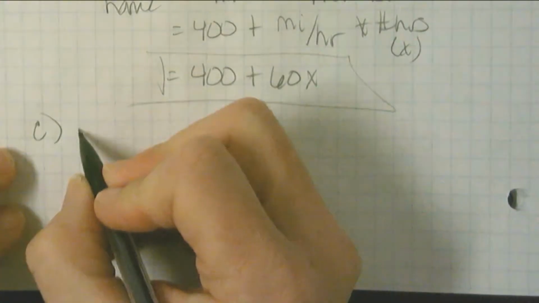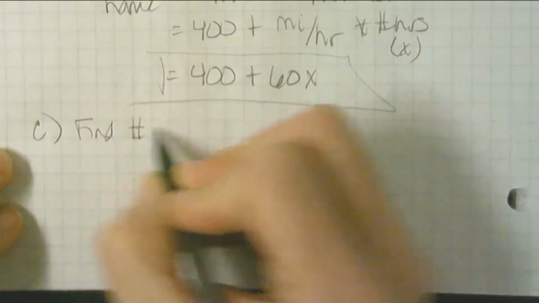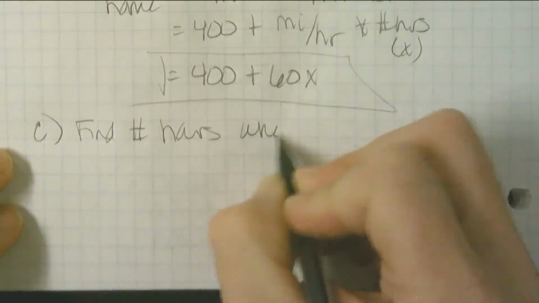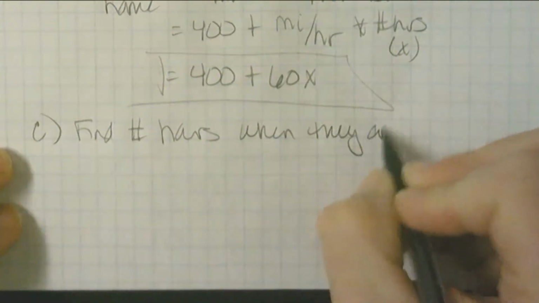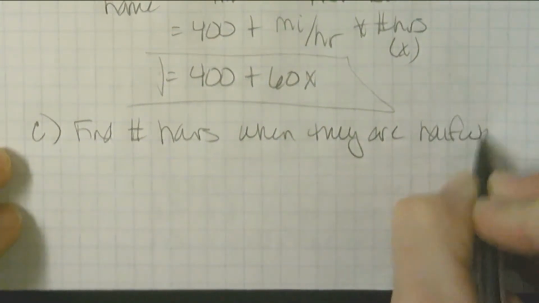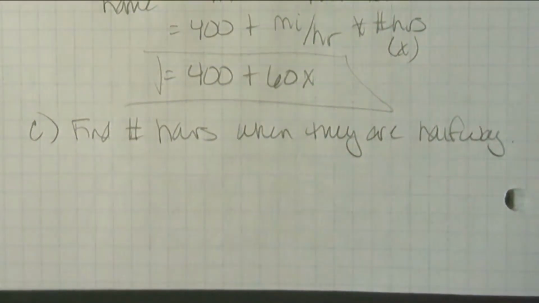So what we want to do is we want to find the number of hours when they are halfway. What does it mean they're halfway? From a distance perspective, what does it mean that they're halfway? Molly?